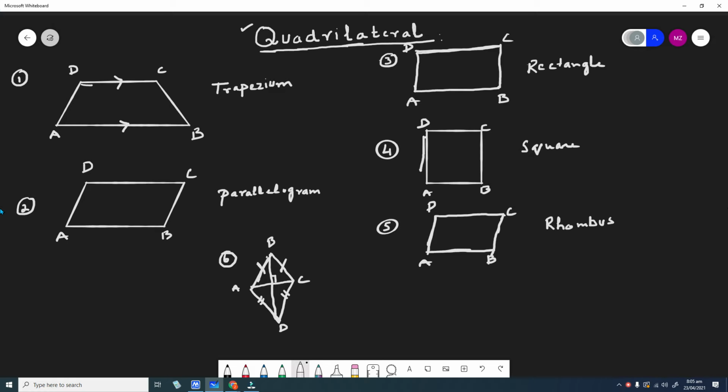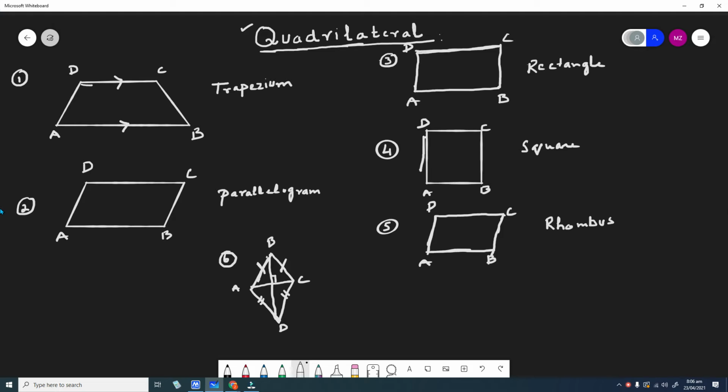The first one is trapezium, the second one is parallelogram, the third one is rectangle, the fourth one is square, the fifth one is a rhombus, and the sixth one is a kite. So let's discuss one by one.